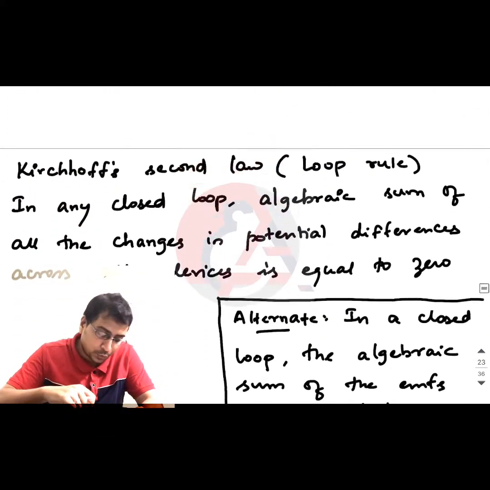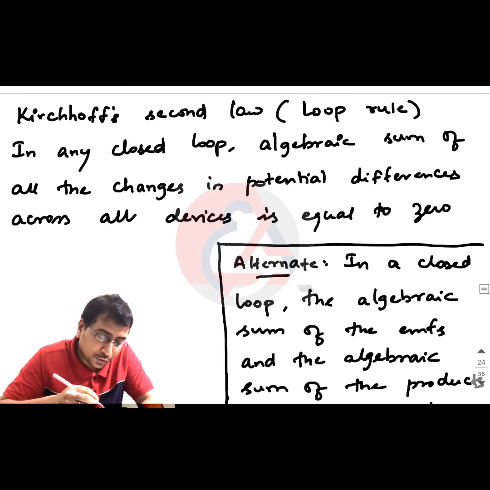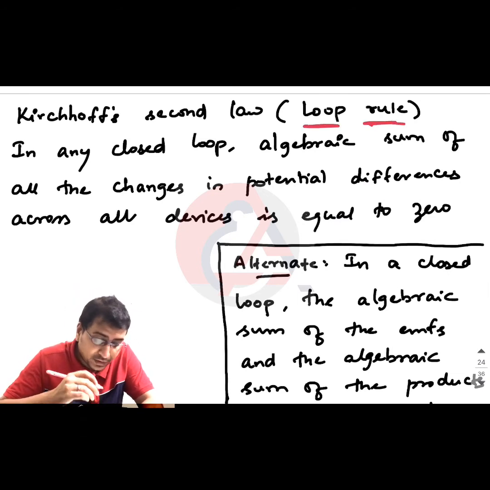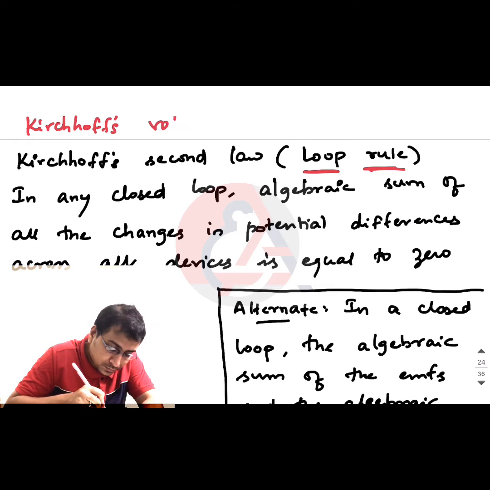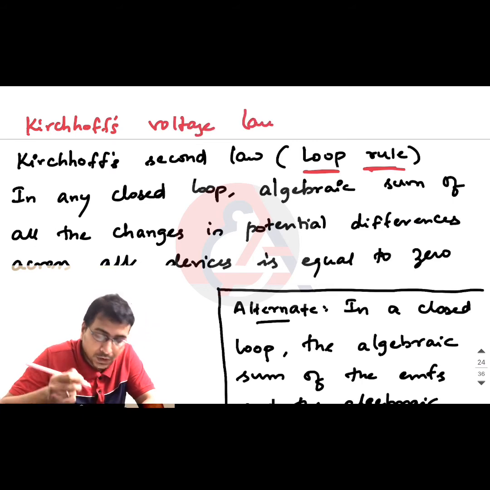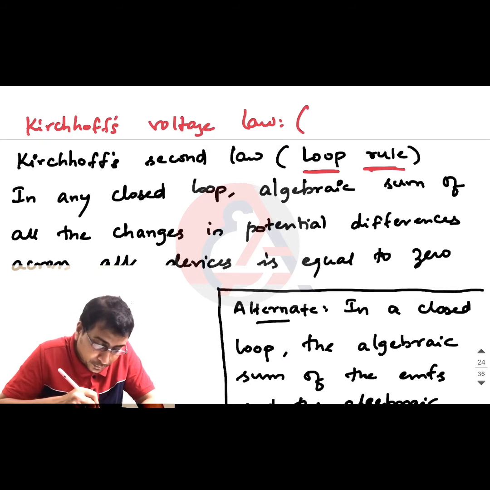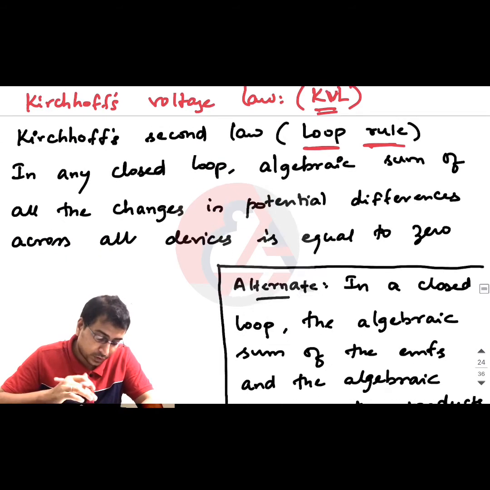Similarly, we will go to Kirchhoff's second law. Kirchhoff's second law is also called the loop rule, or sometimes it is stated as Kirchhoff's voltage law. So what is Kirchhoff's voltage law? It is like this. In short form, it is written as KVL. Let's look at the statement.